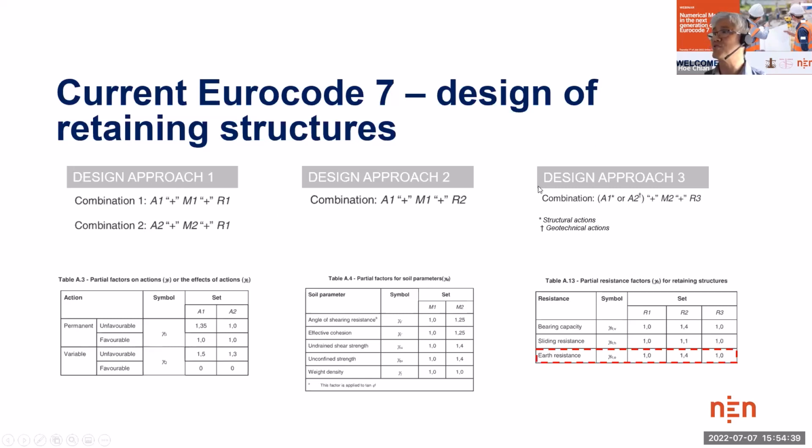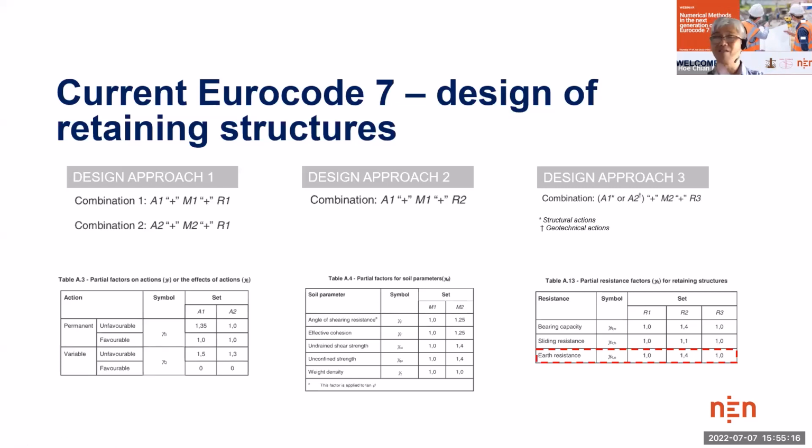If you look at design approach 3, if you look at geotechnical actions, basically it is the same as combination 2 of design approach 1, because resistance factor 3 is equal to 1, which is the same as resistance factor 1. If you then consider structural approach, you will need to apply partial factor on actions and material, which means that if you consider structural action, it will be more onerous than combination 1 of design approach 1.